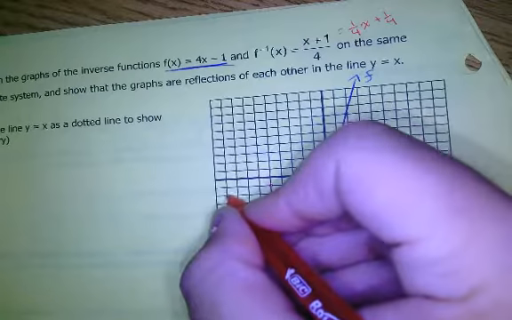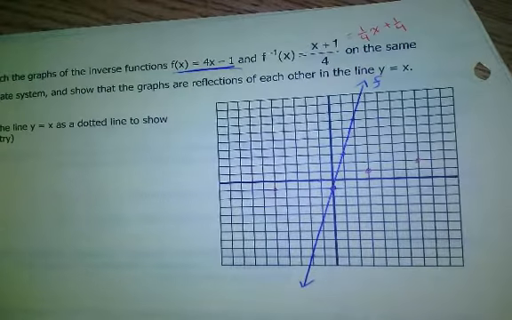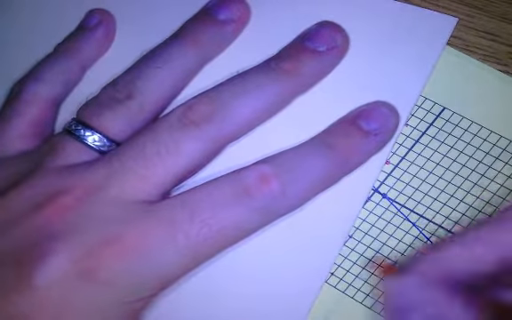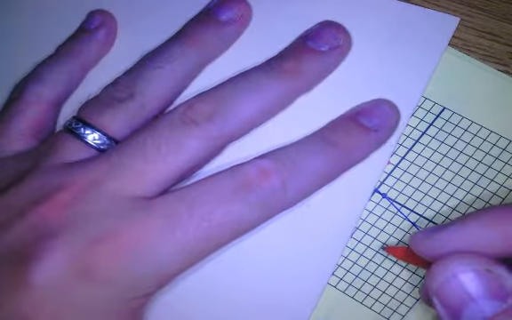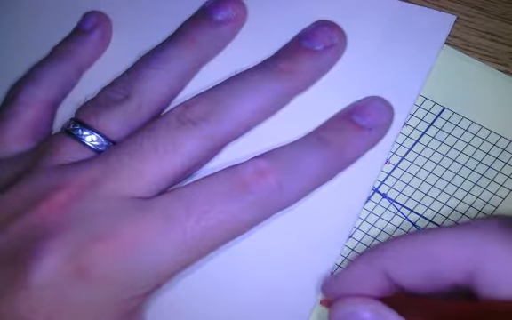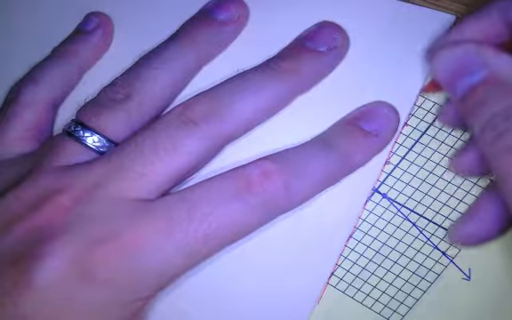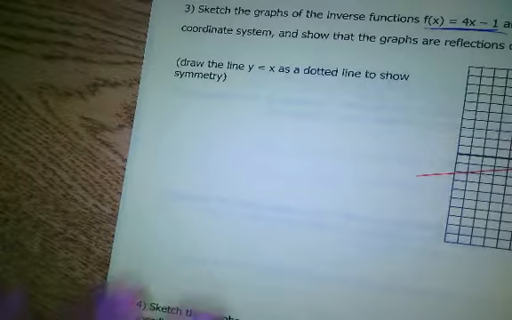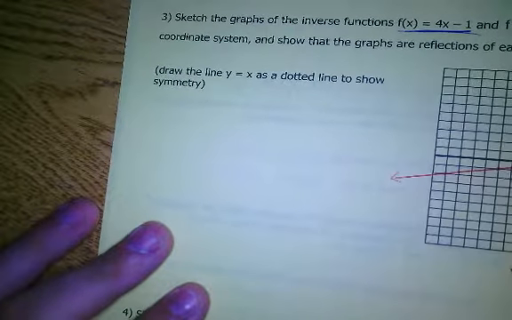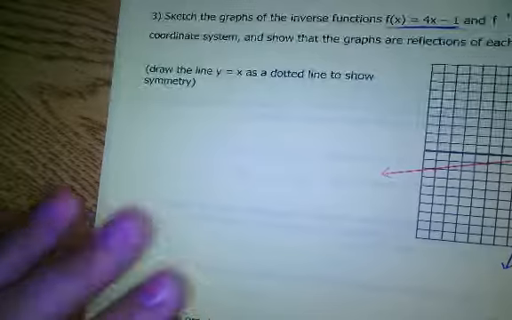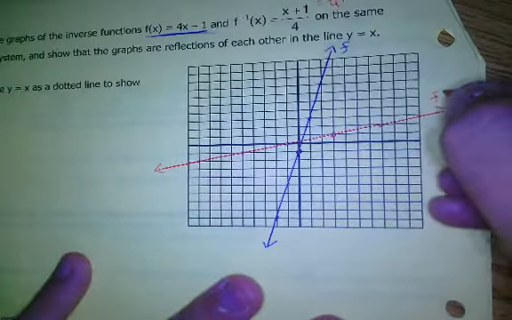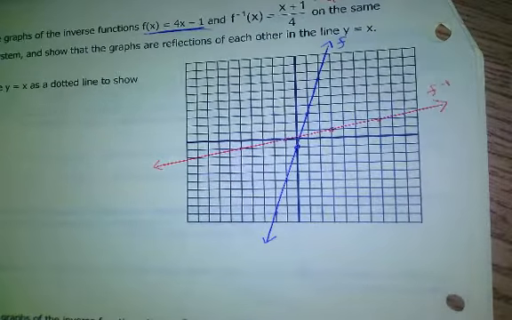It's just much easier to do. Could you start from 1/4? Yeah, but my brain can't handle that. So draw your straight line. I'm going to label that F inverse.